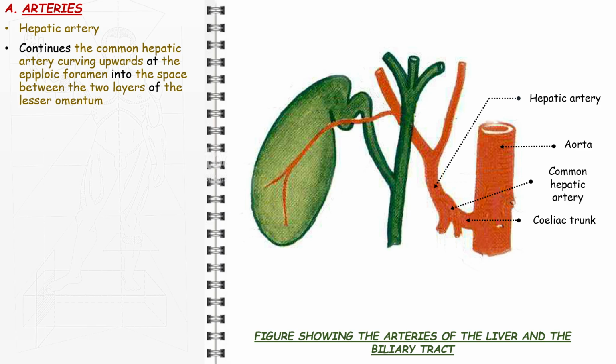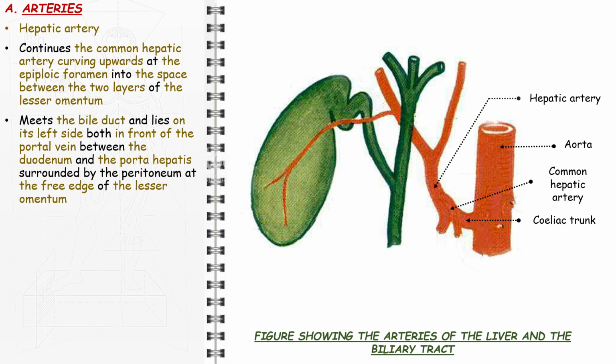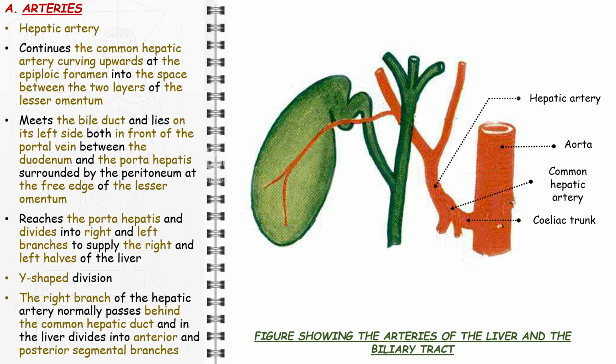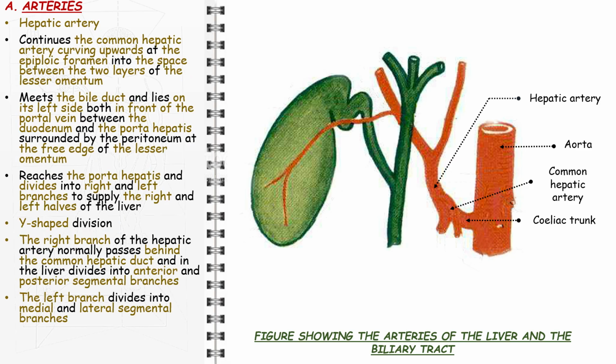It meets the bile duct and lies on its left side, both in front of the portal vein, between the duodenum and the porta hepatis, surrounded by the peritoneum at the free edge of the lesser omentum. Then, it reaches the porta hepatis and divides. The Y-shaped division of the hepatic artery gives the right and left branches to supply the right and left halves of the liver. The right branch of the hepatic artery normally passes behind the common hepatic duct and, in the liver, divides into anterior and posterior segmental branches. The left branch divides into medial and lateral segmental branches.